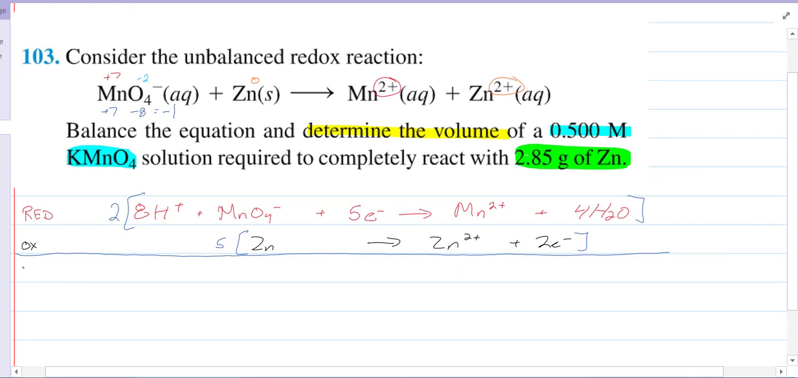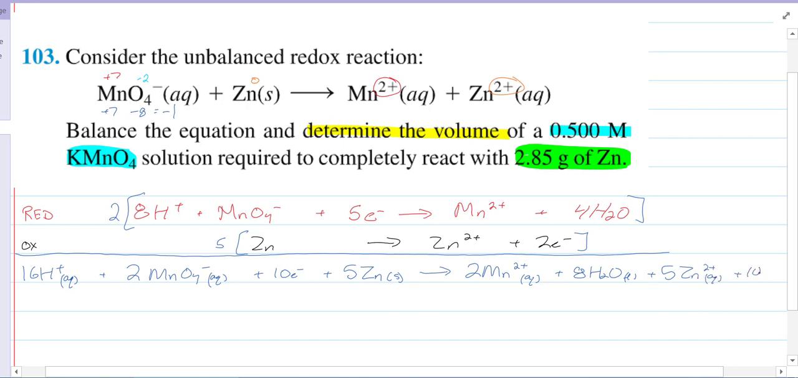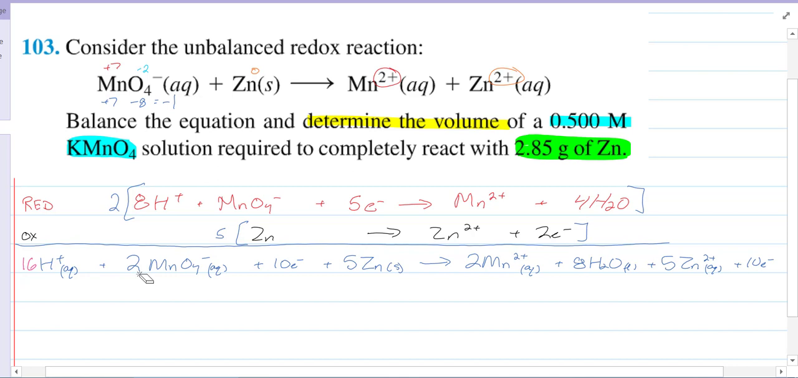Adding them up, 16 H pluses plus 2 MnO4 minuses, 2 permanganates, plus 10 electrons plus 5 zinc solids, going to 2 manganese 2 pluses plus 8 waters plus 5 zinc 2 pluses, plus 10 electrons. And I'm going to change the 16 to pink, the 2 to pink, the 5, the 2, the 8, the 5. And the 10 electrons are perfect.